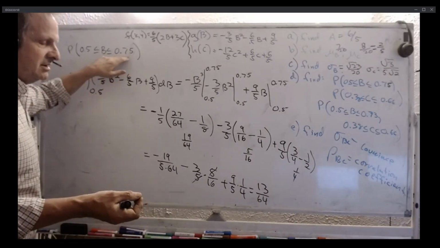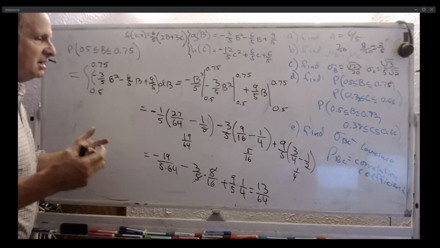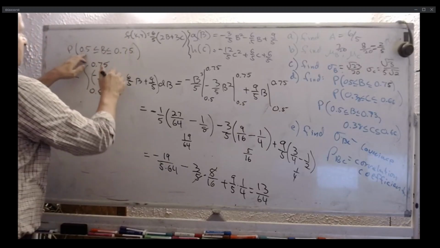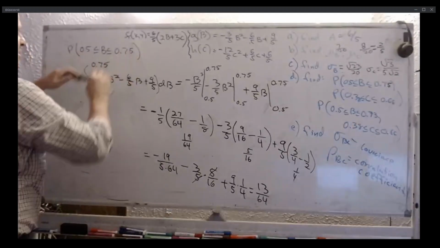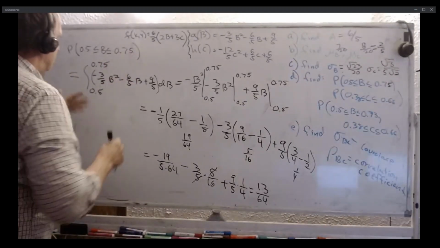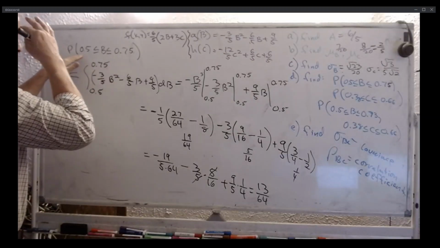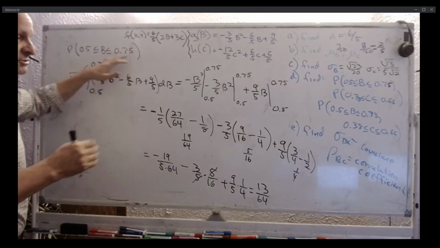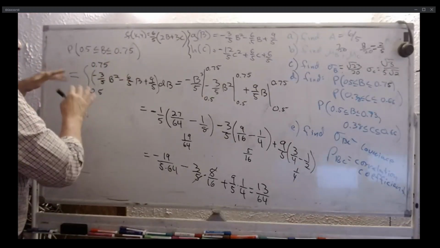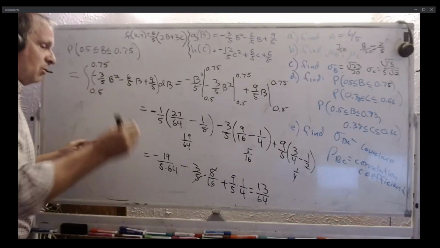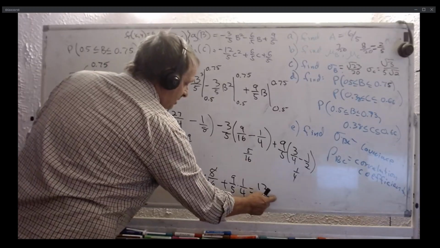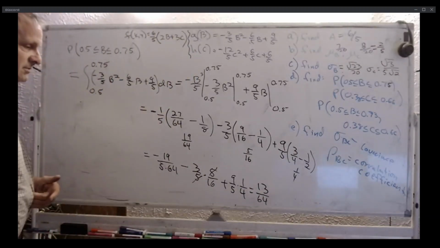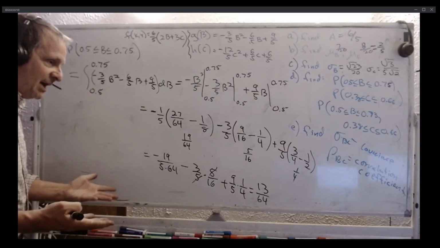So what does your gut say about this probability between 1/2 and 3/4, as opposed to the probability of something like 1/4 to 1/2? Same range, just shifted. Do you think that probability would be more or less than this number? It'd probably be more.